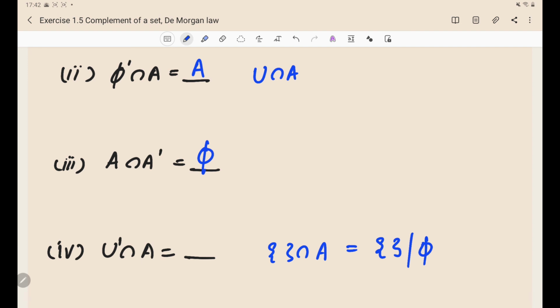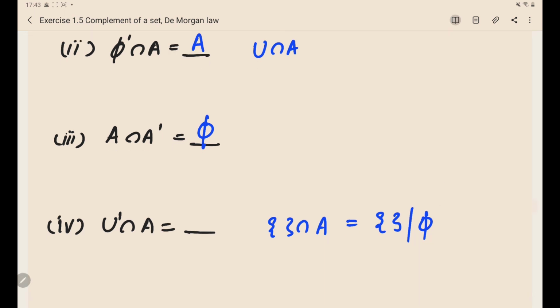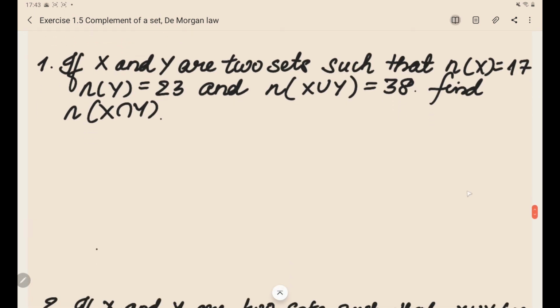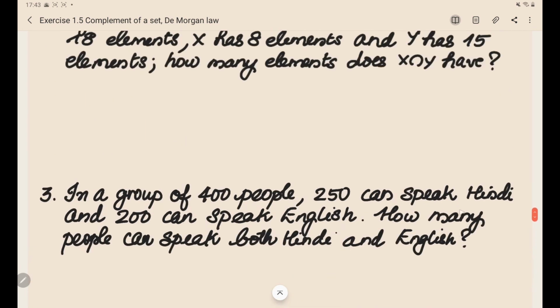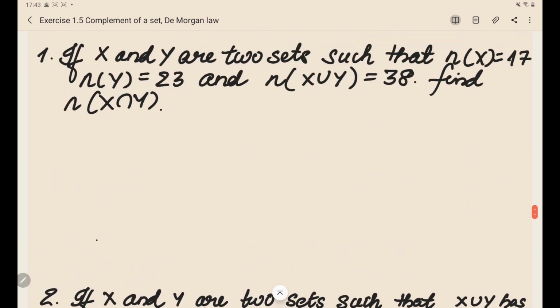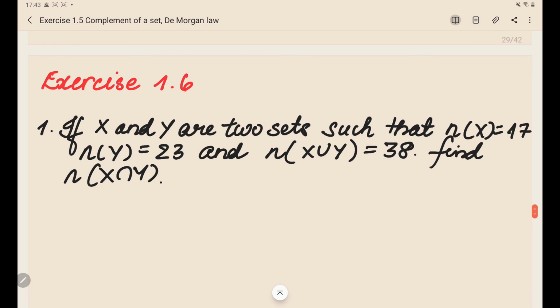So those are our answers for problem number 1.5. And with this, we come to the end of this section. In the next section, we will discuss the word problems based on exercise 1.6. Those are the practical word problems based on the chapter sets. And we'll solve these problems using the formulas of sets, using union and intersection.